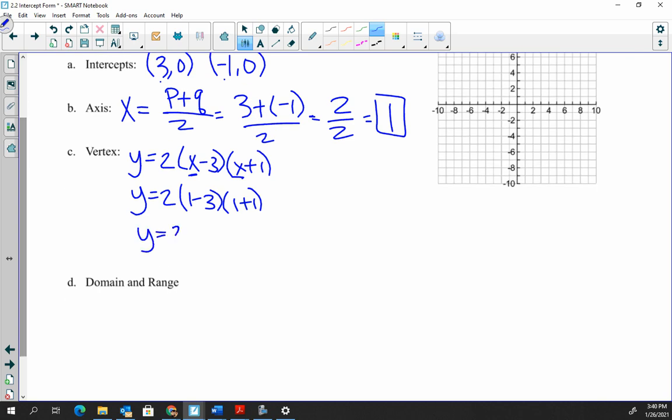So I have y equals 2 times 1 minus 3, which is negative 2, and 1 plus 1 is 2. Now we just have to multiply this: 2 times negative 2 times 2.